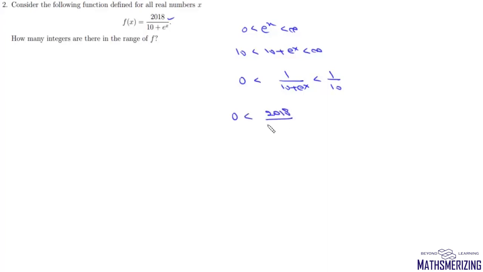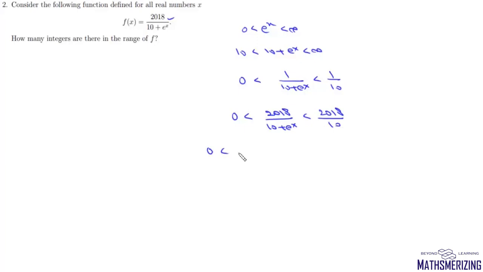We know that the exponential function is always greater than 0 and less than infinity. Now we'll add 10 to it. So it will be 10 is less than 10 plus e to the power x, which is less than infinity. Now we'll take the reciprocal. Then we can write 1 upon infinity, which is 0, is less than 1 upon 10 plus e to the power x, and it is less than 1 by 10. Now we'll multiply it with 2018. So we'll get 0 is less than 2018 upon 10 plus e to the power x, and it is less than 2018 divided by 10.